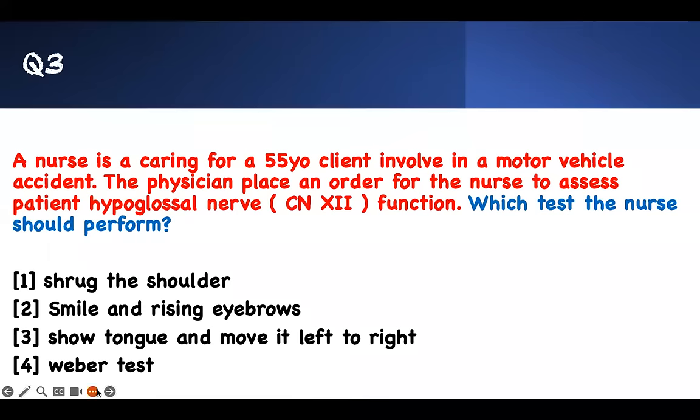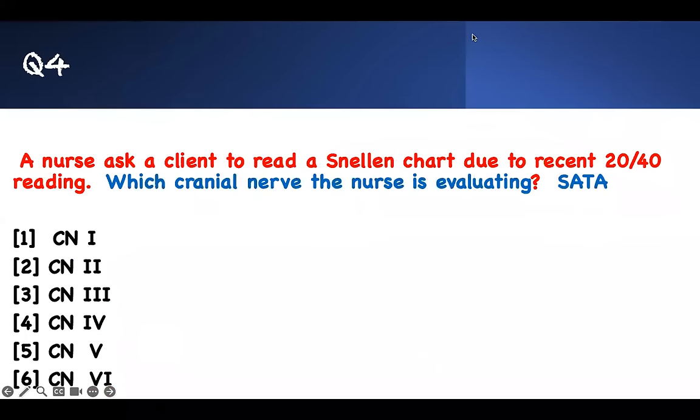Three down. Number 4. And next, ask the client to read a Snellen chart due to recent 20/40 vision. Which cranial nerve is the nurse evaluating? Select or apply, right? So, which cranial nerve is used for the Snellen chart? What do you think? This is visual acuity.